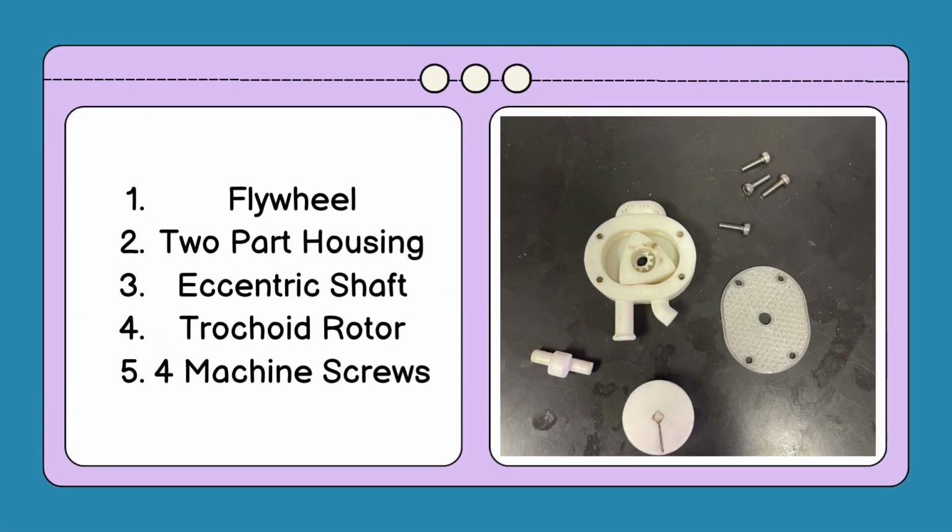While the Wankel engine can be made using 3 parts, our compressed air Wankel engine consists of 5 parts: a flywheel, 2 housing pieces, an eccentric shaft, a trochoid rotor, and 4 screws.